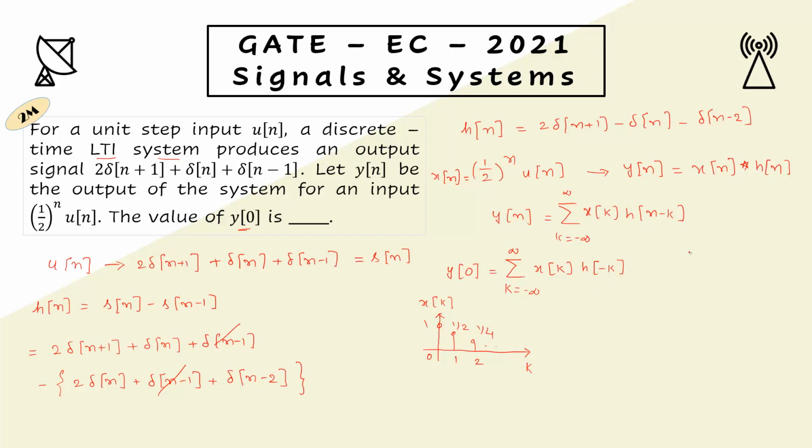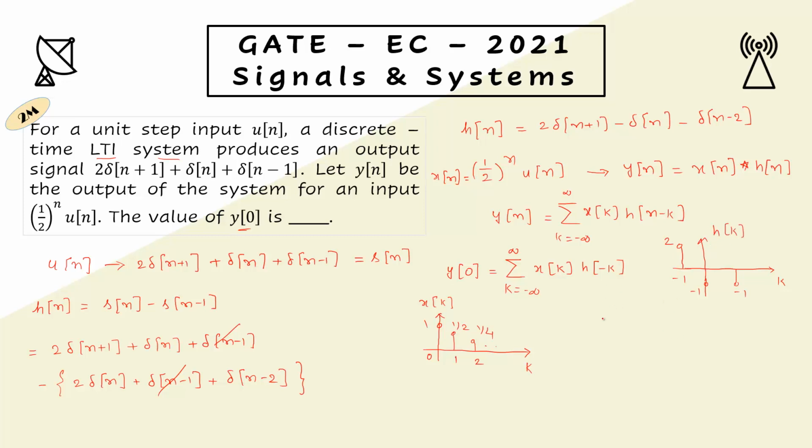To plot h of minus k, first let us plot h of k. We already know h of n, which is 2 times delta of n plus 1 minus delta of n minus delta of n minus 2. If you plot that, you get at minus 1 amplitude 2, at origin amplitude minus 1, and at 2 amplitude minus 1. So this will be our h of k.